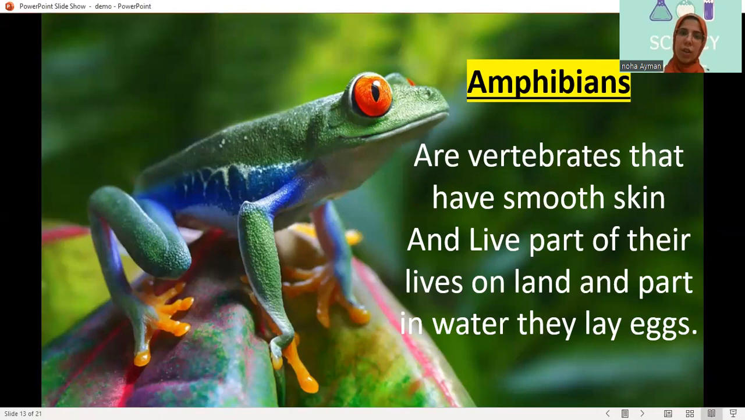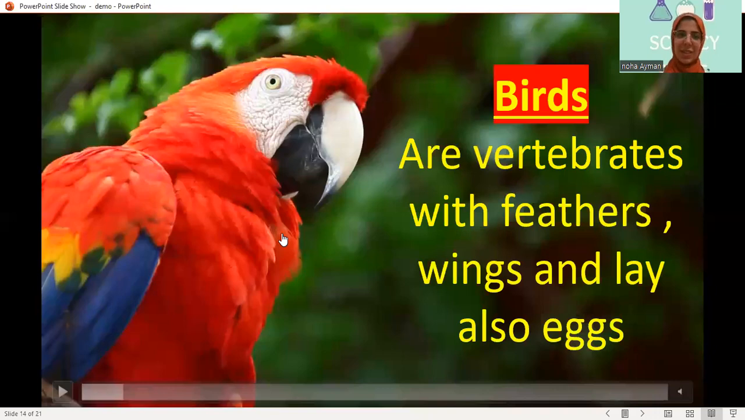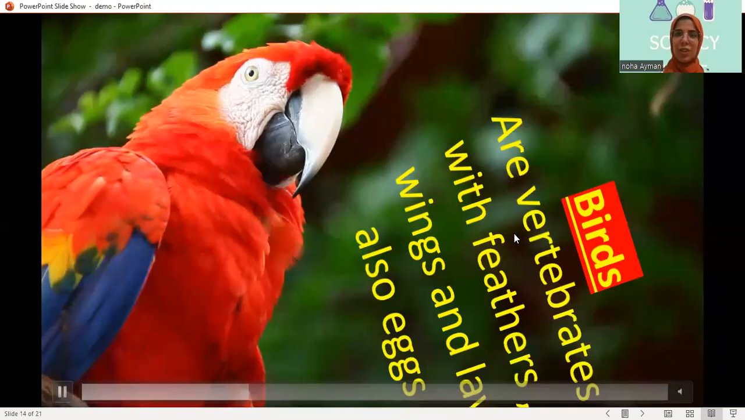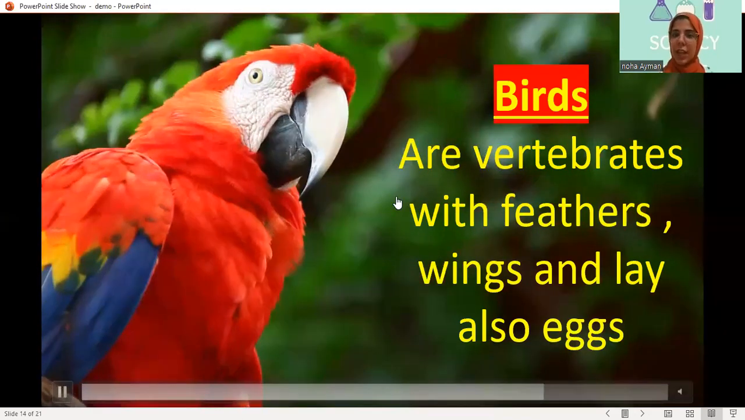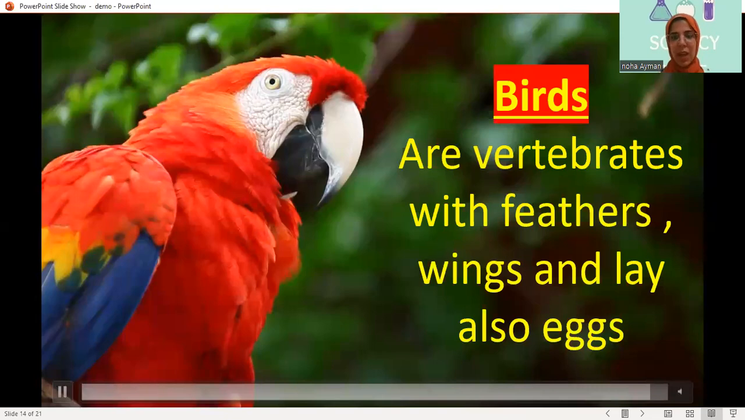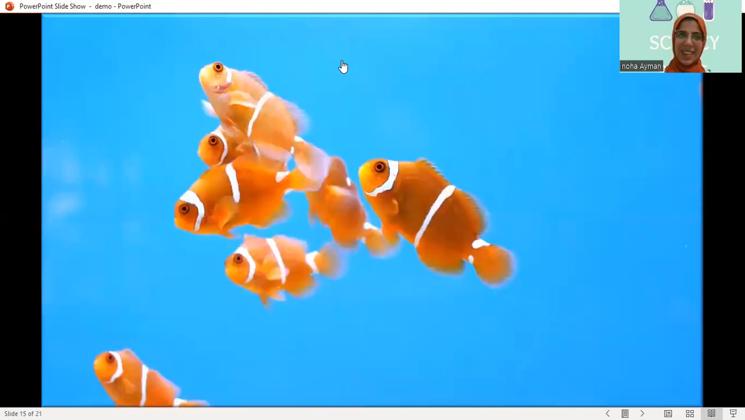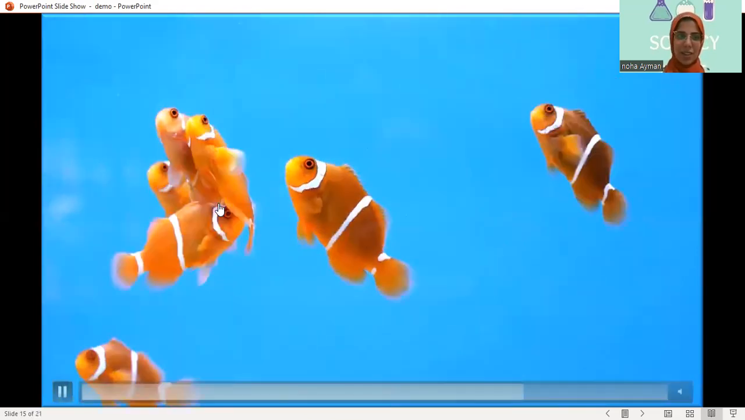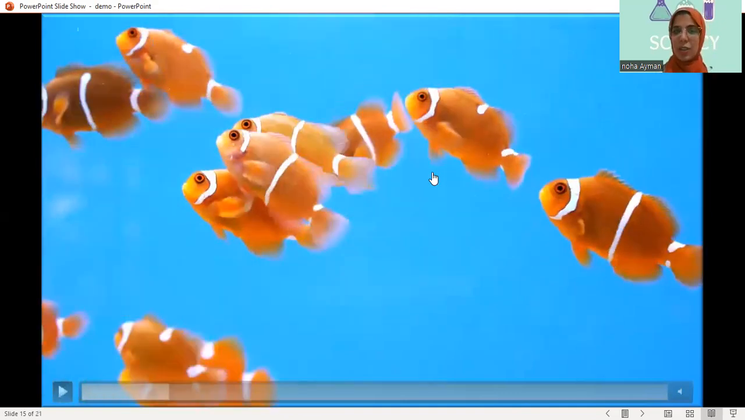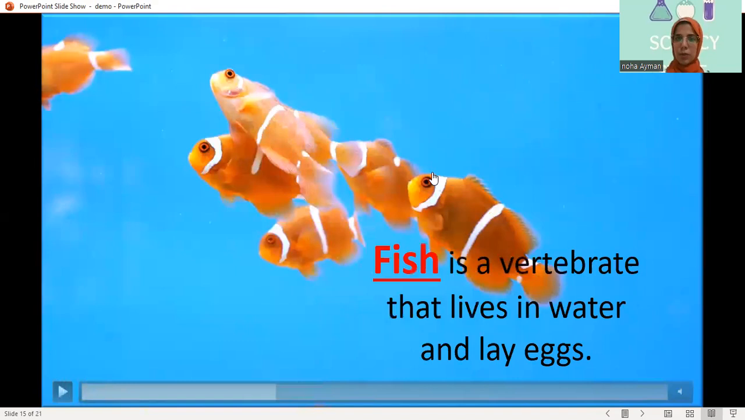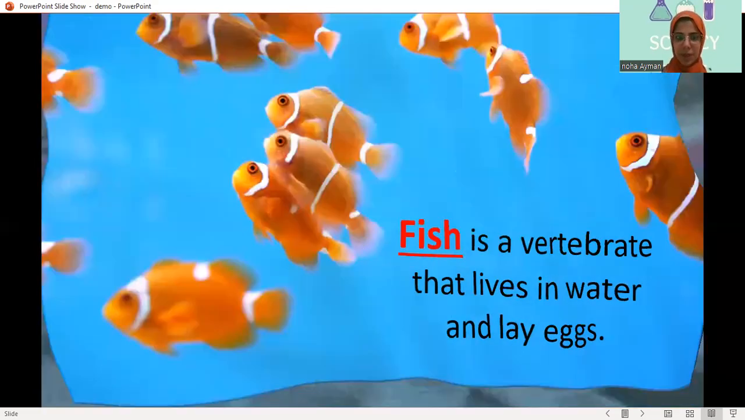The next thing we are going to talk about, as you can see, is birds, right? So the birds are vertebrates also, with a backbone, that have feathers and wings. They also lay eggs like the amphibians and reptiles. Next, we are going to talk about Nemo. I love Nemo actually. Who likes the cartoon Finding Nemo? Yeah, Nemo is a fish, right? So what can you say about fish? Fish are vertebrates that live in water and lay eggs.